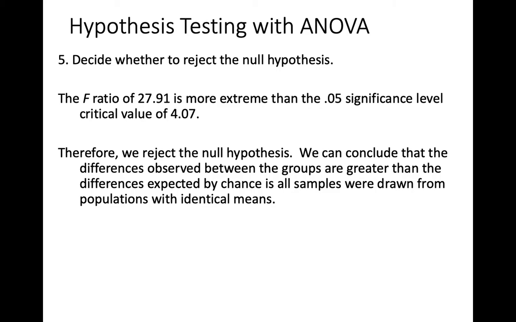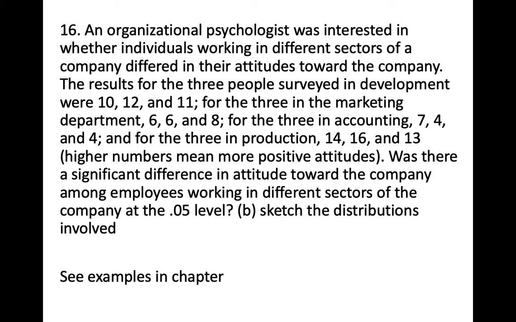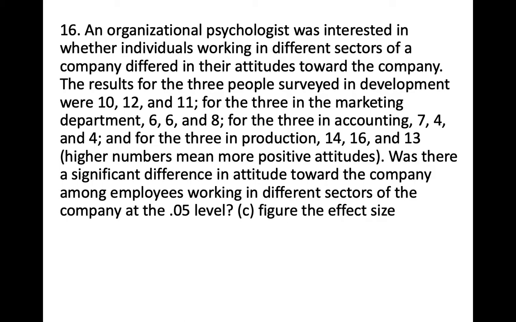Okay, but we don't exactly know which means differ from which other means. That's the next part of the problem. The only thing that we're able to conclude right now is a generic conclusion that individuals working in different sectors of the company differ in their attitudes about the company, but we're not able to say specifically how yet without doing our simple comparisons. Sketch the distributions involved. I'll look to see what you did in your homeworks, but it's kind of hard to replicate this in the PowerPoint, but just see the examples that are in the chapter for that.